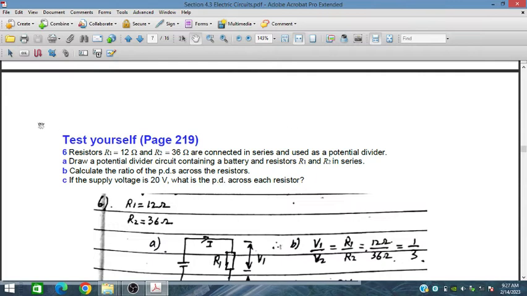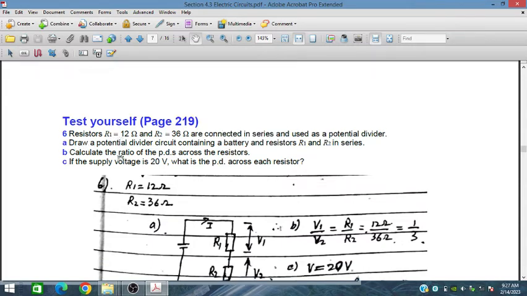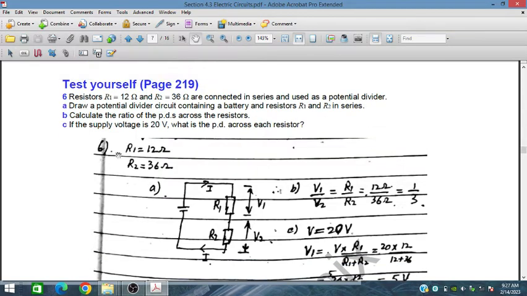Now the question, test yourself on page 219. Resistors R1 equal to 12 ohms and R2 equal to 36 ohms are connected in series. These two resistors are connected in series and used as a potential divider. So this is R1, this is R2, R1 is 12 ohms and R2 is 36 ohms, connected in series and used as a potential divider.